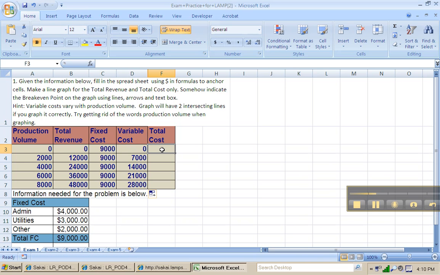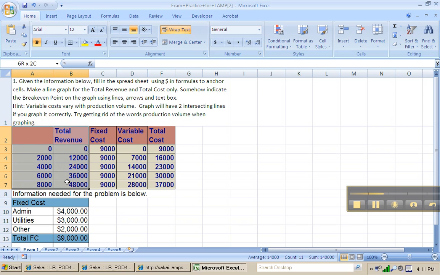Total cost is equal to fixed cost plus variable cost. So I'm just going to highlight those two and get it over with here. All right, now we want to graph this. I know this isn't going to work just from experience, so get rid of the words production volume right here.